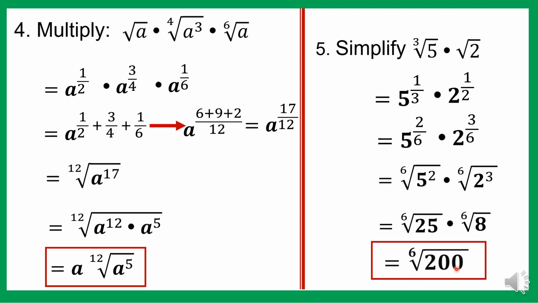So eto ngayon yung ating answer sa number 5 given. Kasi wala na tong si 200 na factor na kung saan ang isang pair ng factor na number niya ay merong 6 root. So, final answer for example number 5 is 6 root of 200. I hope you guys naiintindihan at nasusundan yung rules ng ating multiplication of radicals. Okay po.